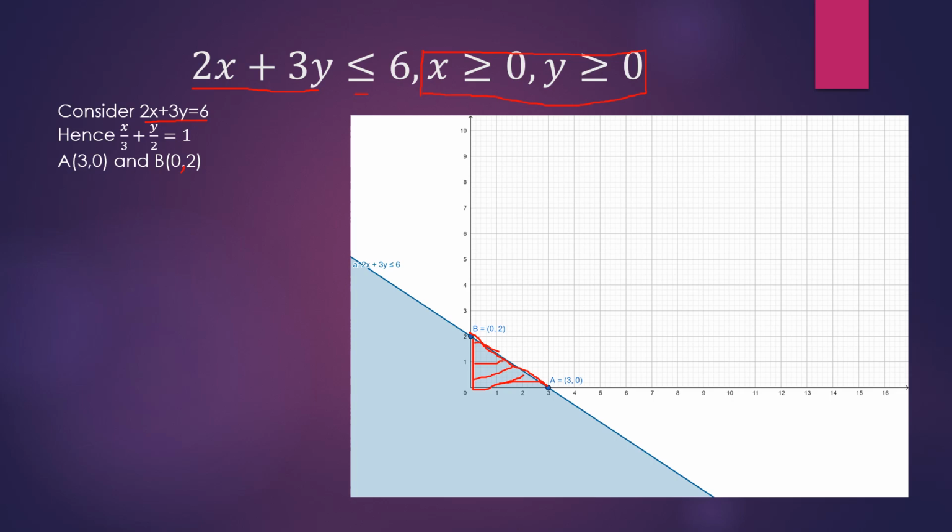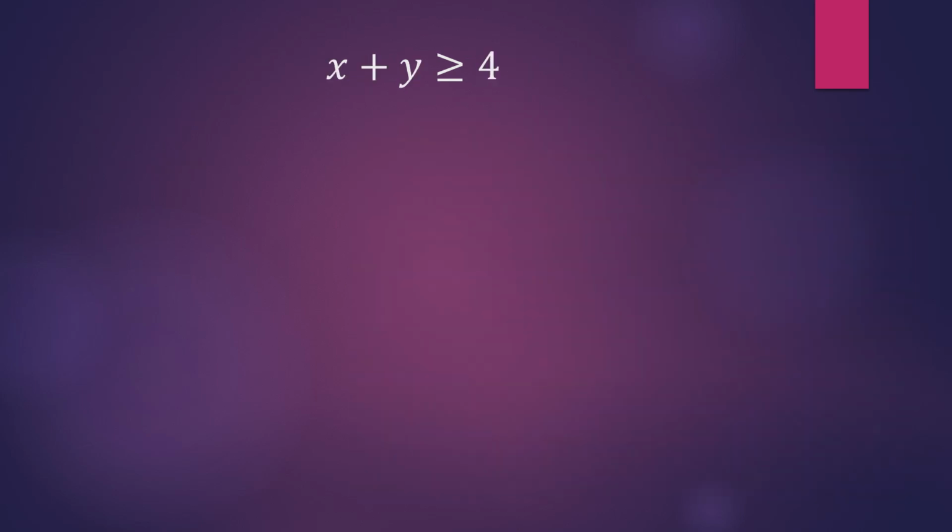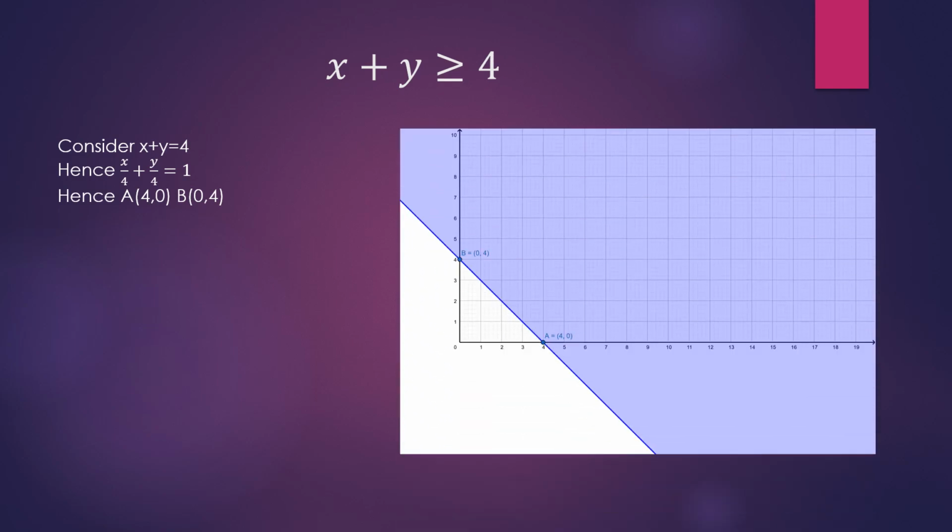Okay, let's move on to one more example. Here I have taken x plus y greater than or equal to 4. Again, first I'll convert into double intercept form. So I'll get the point on the x-axis as 4, 0, point on the y-axis as 0, 4. So with these 2 points, I can draw a line x plus y equals 4. You can see I have drawn x plus y equals 4.